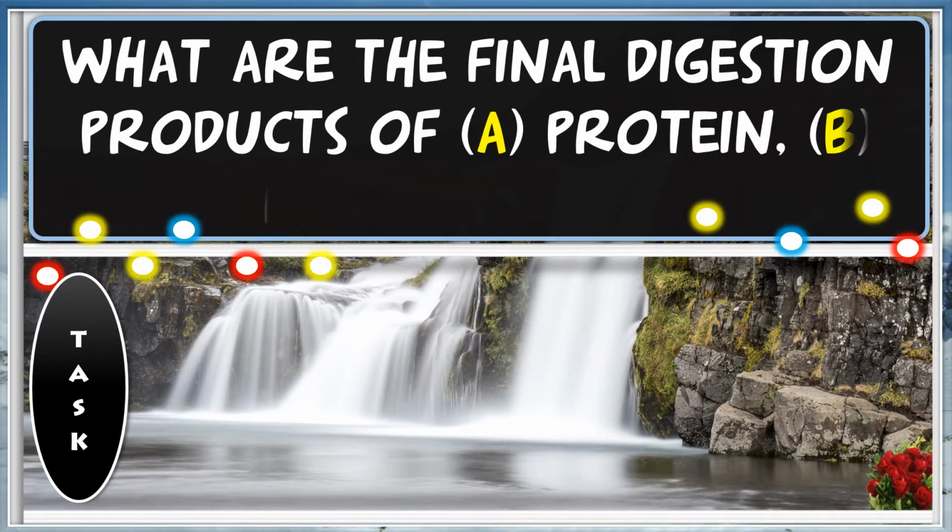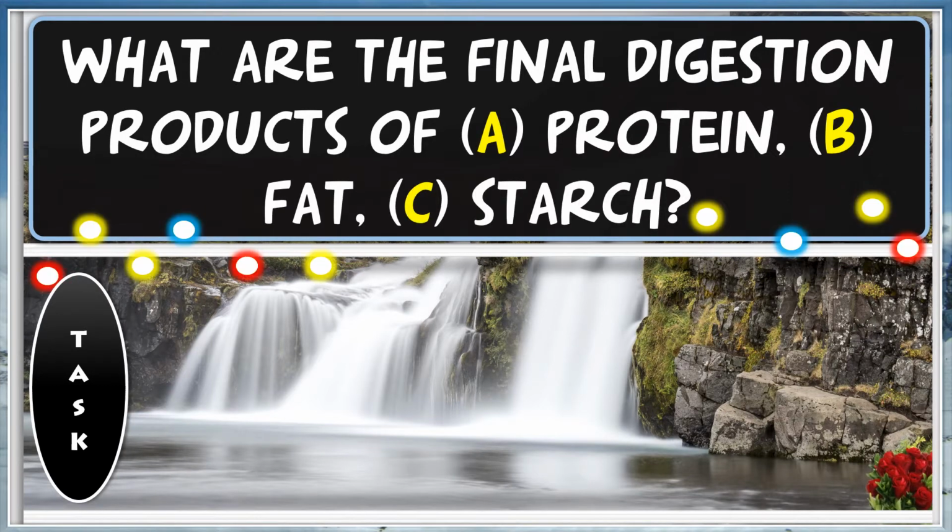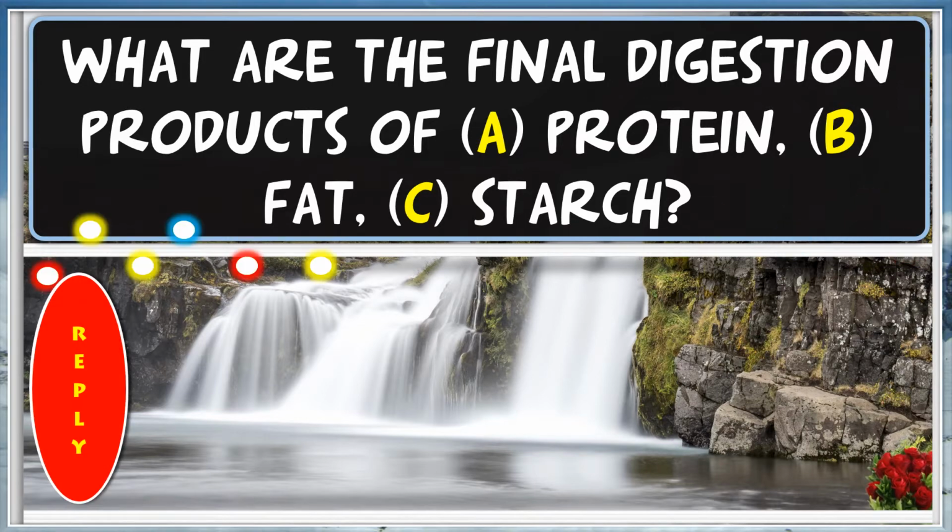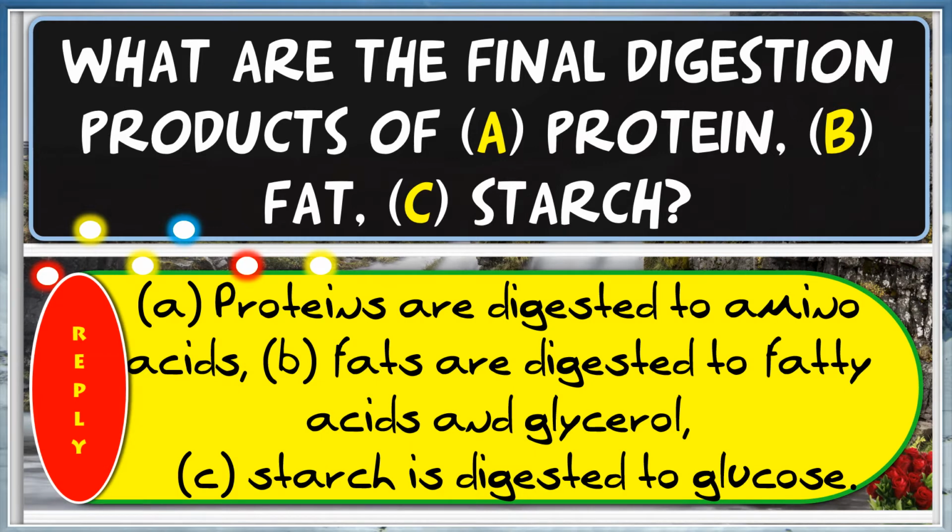What are the final digestion products of Part A, proteins, Part B, fats, Part C, starch? Part A, proteins are digested to amino acids. B, fats are digested to fatty acids and glycerol. And C, starch is digested to glucose.